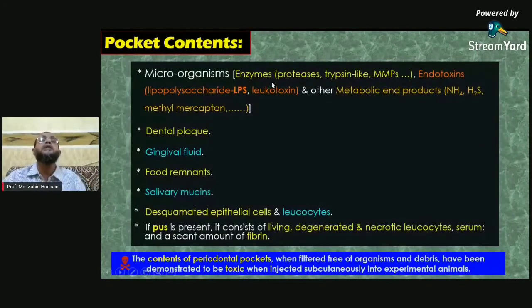Now, what are the pocket contents? What are the pocket contents of microorganisms mainly? What can microorganisms do? They produce enzymes, such as proteases, trypsin-like enzymes, matrix metalloproteinase, etc. They can produce many different types of enzymes. Endotoxins: they produce lipopolysaccharide, called LPS. Leukotoxin is also produced by bacteria, along with other metabolic end products.